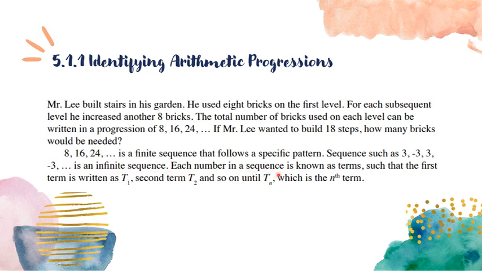Each number in a sequence is known as a term, such that the first term is written as T1, second term T2, and so on until Tn, which is the nth term. Consider this is the first term, first level is the first term, and then this one is the second term, third term, and so on. So if Mr. Lee wanted to build 18 steps, it means that Tn is equal to T18.